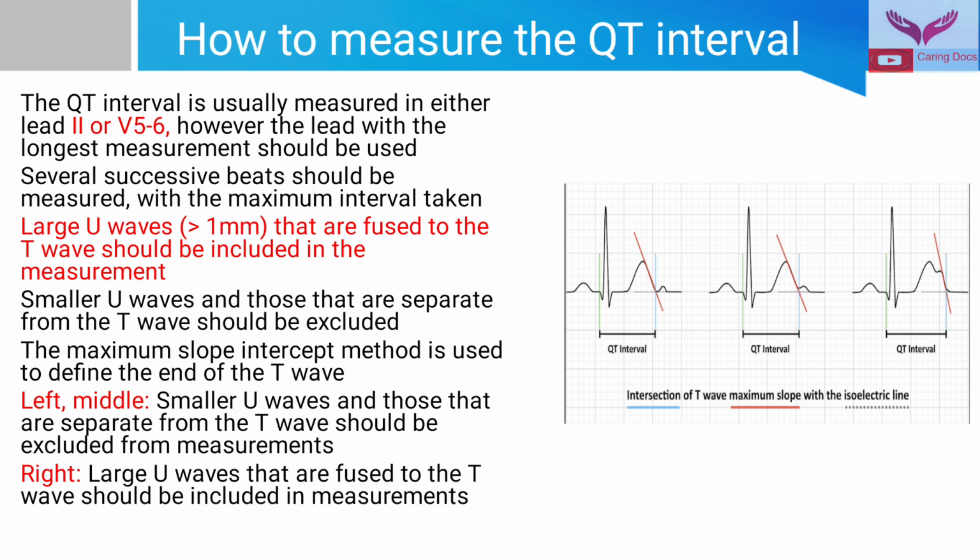In this ECG picture, the left ECG and the middle ECG, here the smaller U waves and those that are separate from the T wave should be excluded from the measurements. And on the ECG on the right side, we can see a large U wave that is fused to the T wave, and that should be included in the measurement.